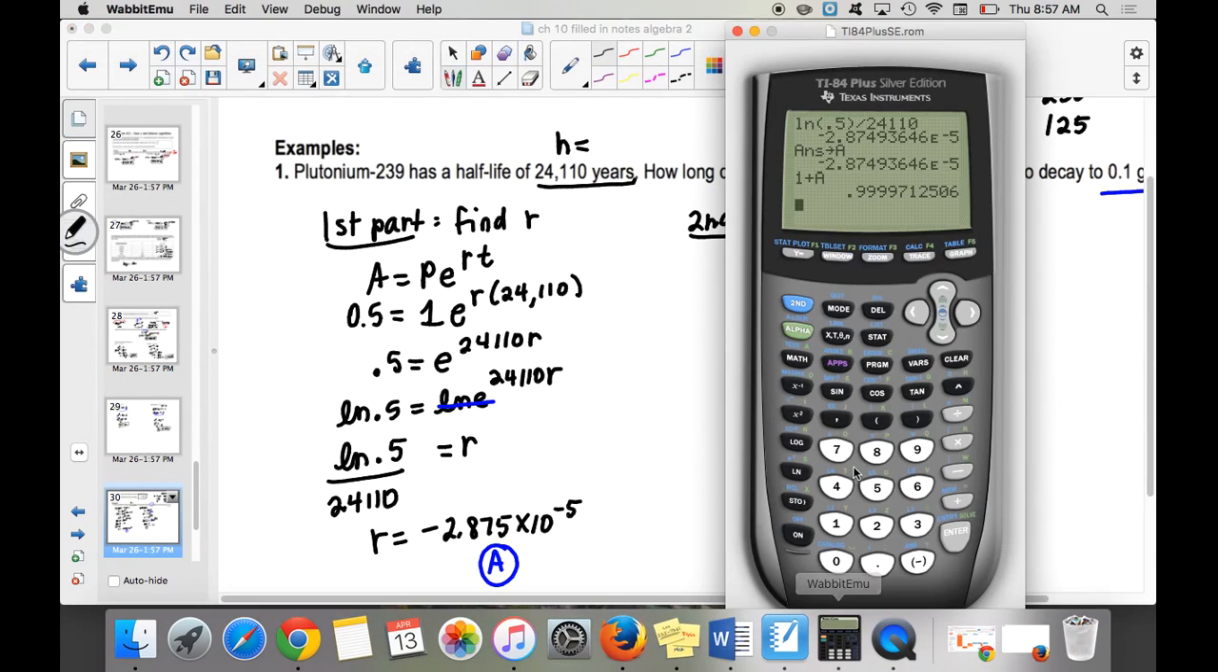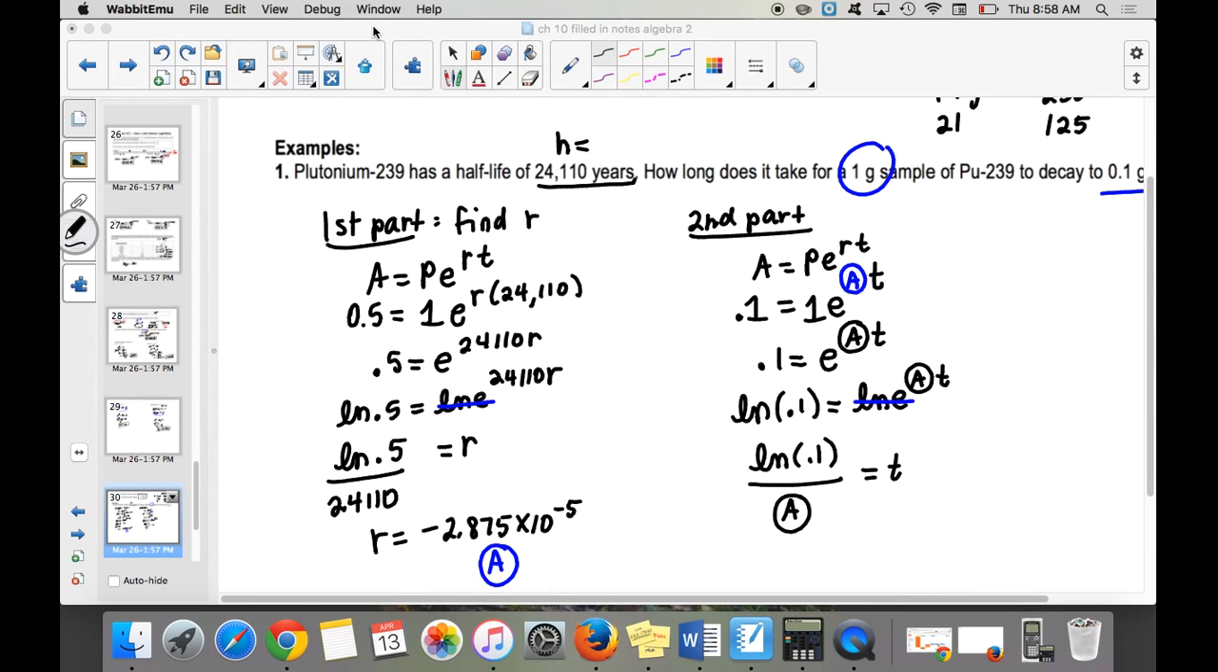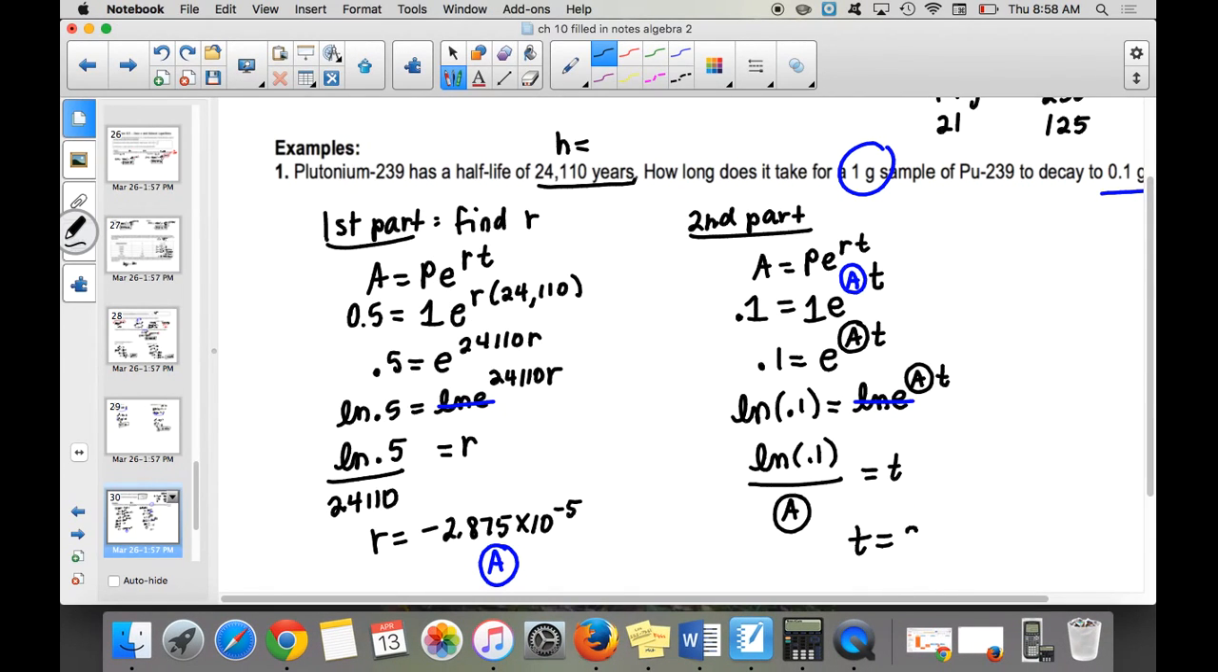So I go back to my calculator and I do natural log of 0.1 and I divide by alpha A. So when I do that, my answer is 80,091.686. What did I say, 696? 686, thank you. So it takes a little bit more than 80,000 years for it to decay to 0.1 grams. Does that make sense? Do you guys get it?